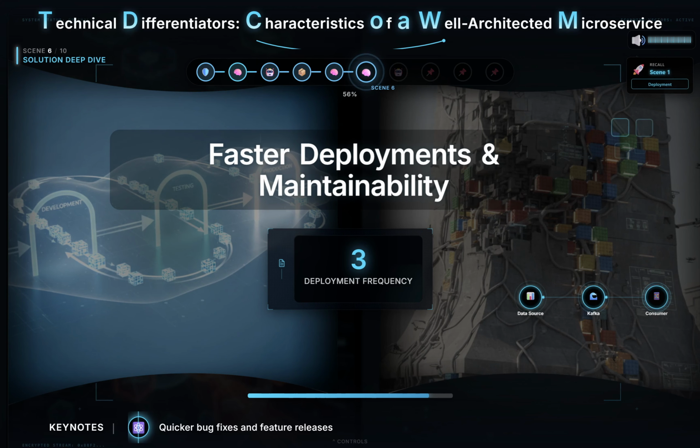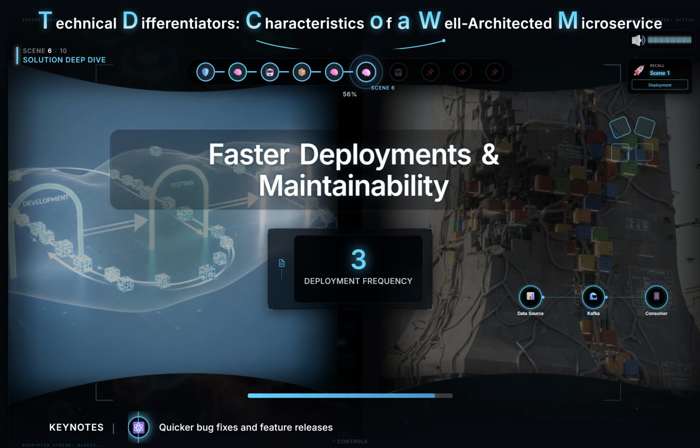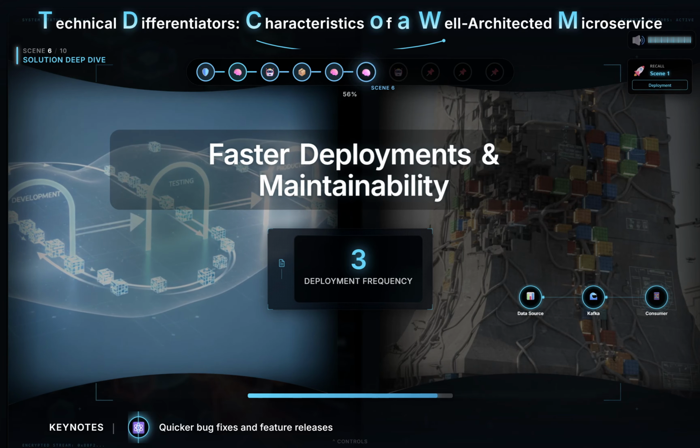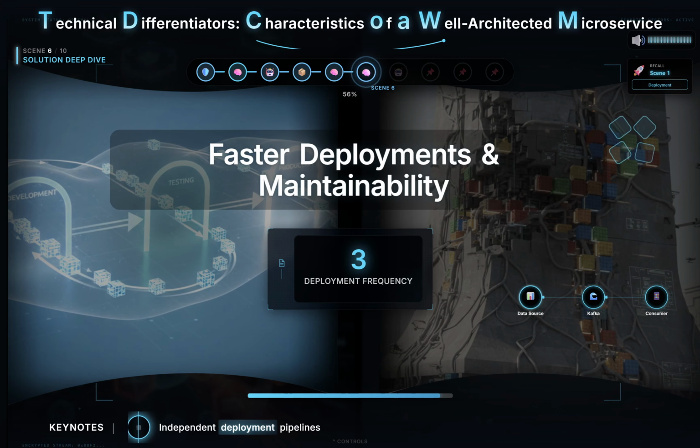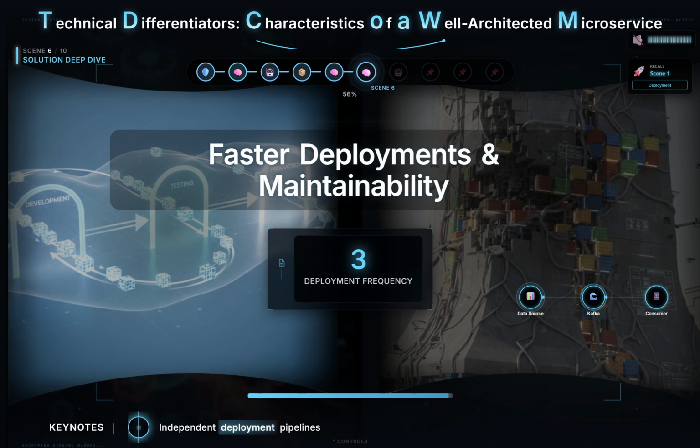It's about reducing friction, empowering smaller teams to own their service end-to-end, and fostering a culture of rapid iteration. But how do these advantages play out in specific, real-world development scenarios? Let's dive into some hands-on examples next.